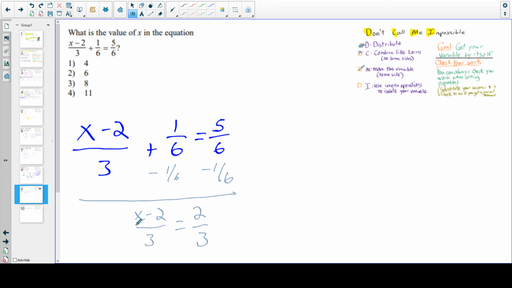The opposite of dividing by 3 is multiplying by 3. So we're going to have to do that to both sides. And check this out. If we do that, we already know that this is going to divide out because we use an inverse operation, and we're left with x minus 2 equals, if you put this on your calculator, you'll wind up getting this.